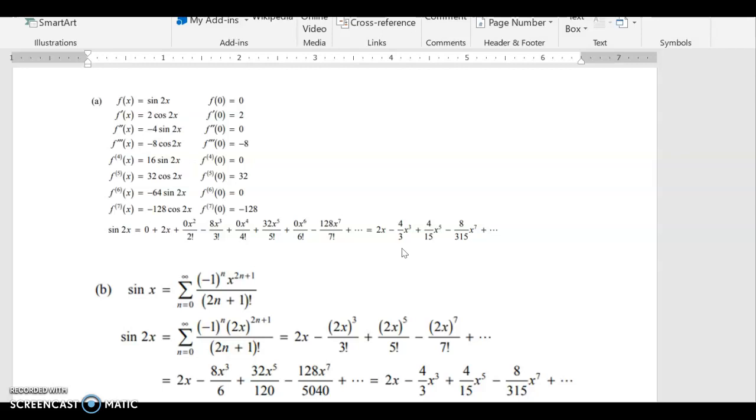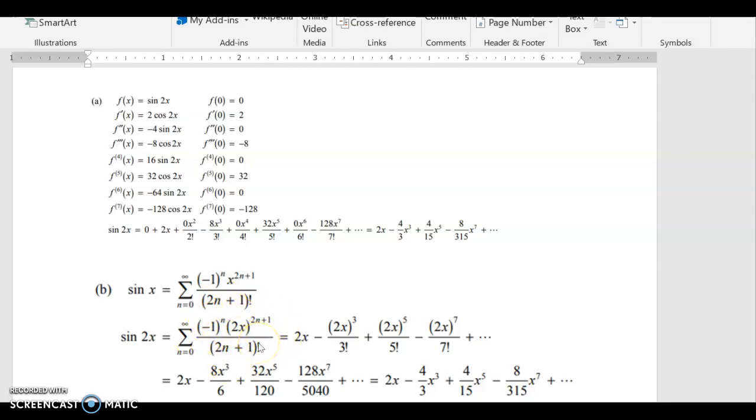And here's another way to do it. Here's an easier way to do it, and we do this a lot in here. We say, well, I already know what sine x is. It's this thing. So what I can do is find a series representation of sine of 2x by replacing x with 2x. That's the only change over here. And then, there's your answer.